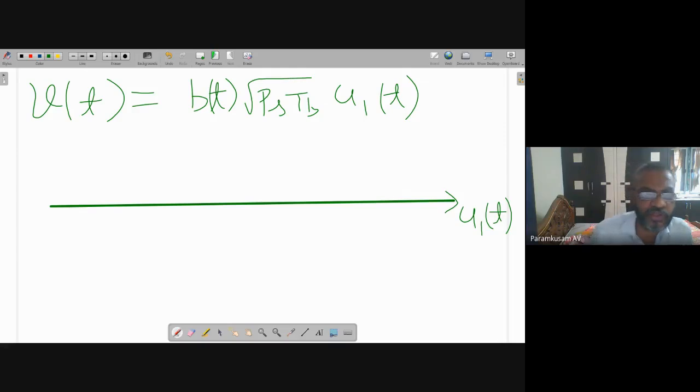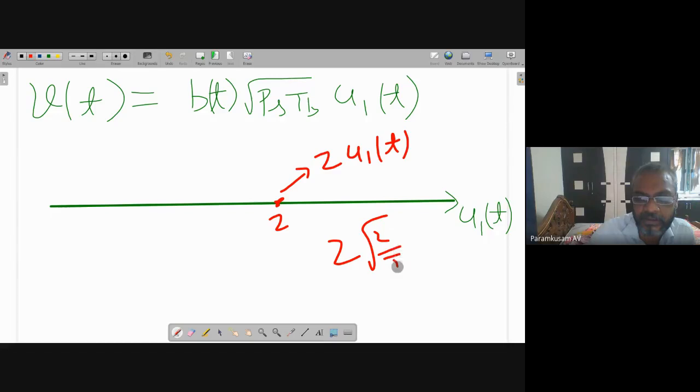So, suppose you represent any point on this axis. Suppose this value is equal to 2. Then this point represents 2 into U1 of t, that is nothing but 2 into root over 2 by TB cos omega naught t.